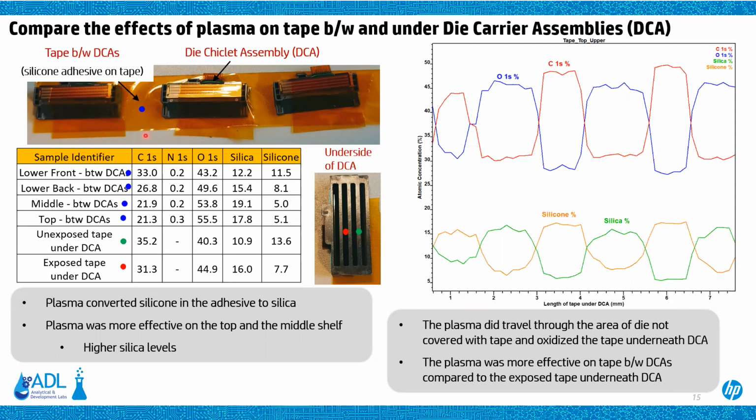In this particular case, we were using a tape that actually had silicone on it. So you can follow the oxidation of the carbon, or you could follow the oxidation of the silicone, which turns into silica. And you can see that, in fact, there is oxidation that occurs down inside, that the plasma does go through the DCA down to the tape. It's more effective, obviously, outside than underneath, but nevertheless, you still have the effect. And there are two different ways you can measure that, either by the amount of silicone and silica, or by the oxidation of the carbon.